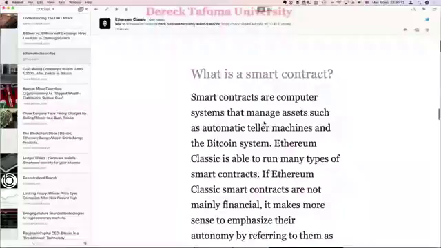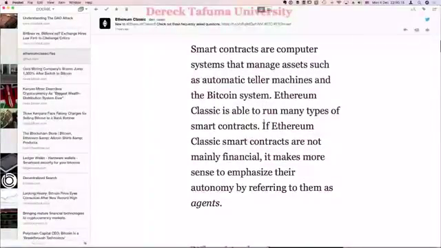What is a smart contract? Smart contracts are computer systems that manage assets such as automatic teller machines, ATMs, and the Bitcoin system. Ethereum Classic is able to run many types of smart contracts. If Ethereum Classic smart contracts are not mainly financial, it makes more sense to emphasize their autonomy by referring to them as agents. So smart contracts are just computer systems that manage assets, such as ATMs.